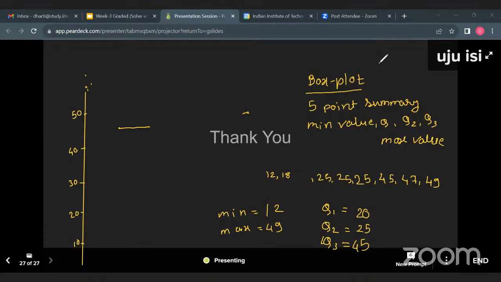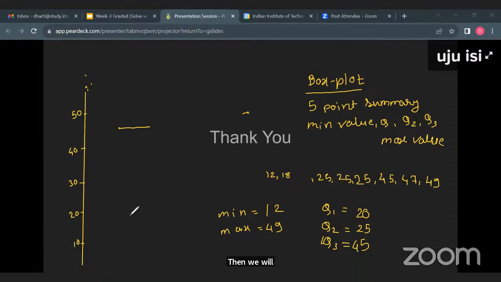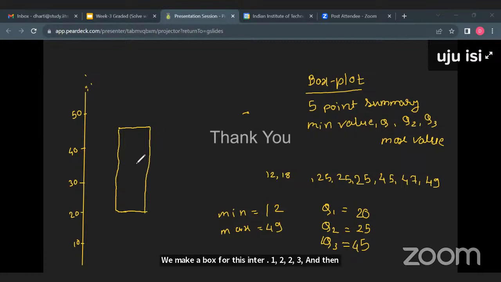Then we will mark our Q1. What is Q1? Q1 is some 20. So we just want to make a box for this interquartile range, Q1 to Q3, right? And then mark the Q2, where my Q2 is. This is Q3, this is Q1. Your Q2 is 25. This is my Q2.